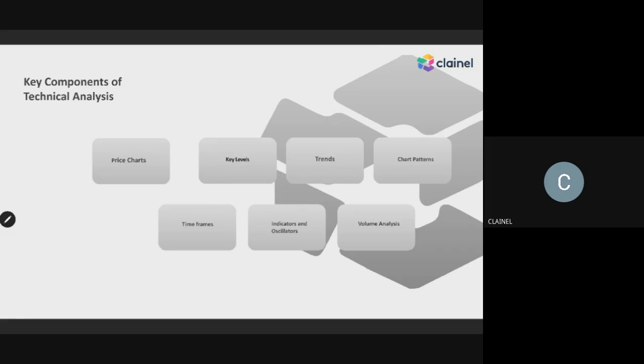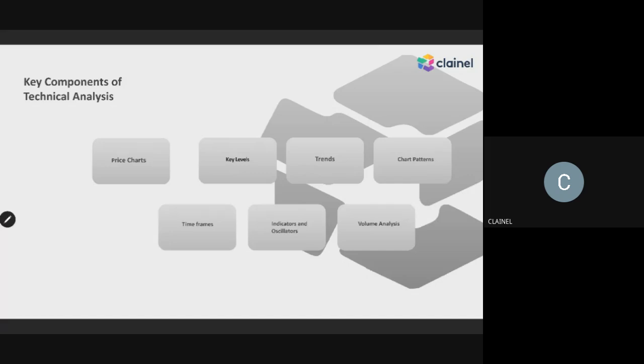Then we also have the downtrend. The downtrend is when price forms lower highs and lower lows. Price tends to break towards the downside. We're going to see more examples of uptrends and downtrends.